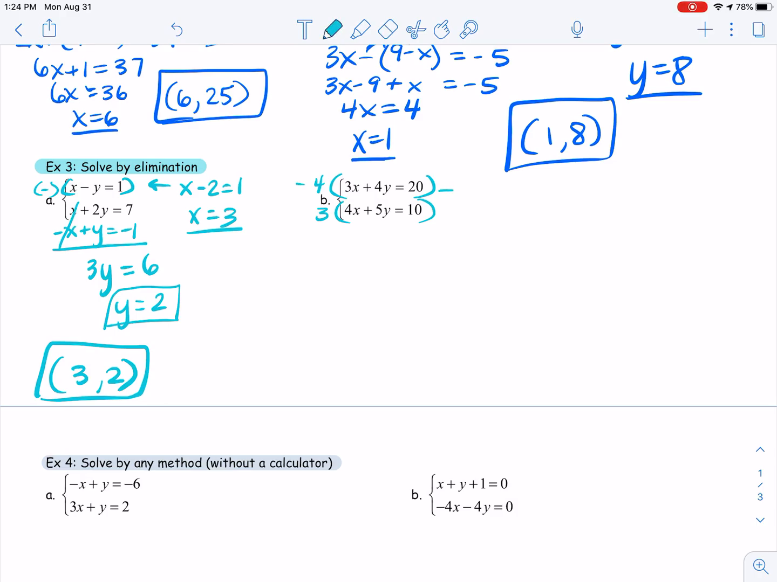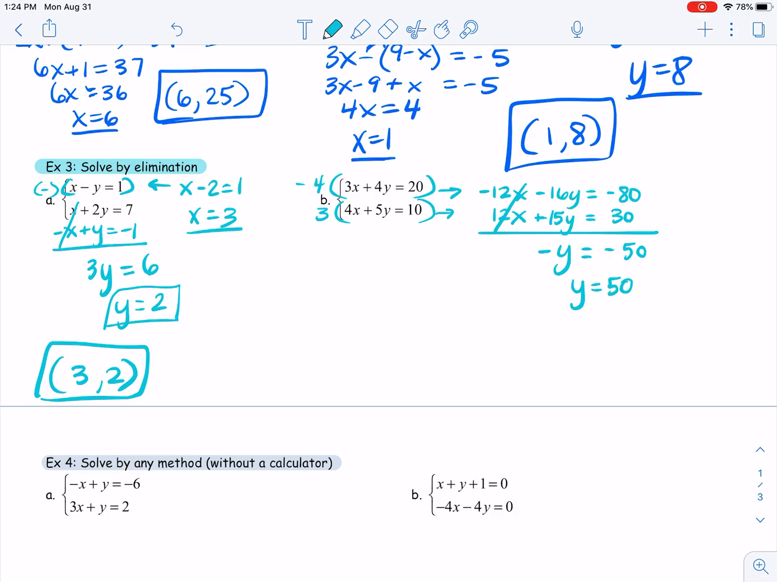So that means this is going to turn into a negative 12x minus 16y equaling a negative 80. And then the second one will be 12x plus 15y equals 30. And so when I combine those two together, the x's should cancel out because that's how I chose my numbers to multiply by. Negative 16y plus 15y is a negative y, equals negative 80 plus 30 would be a negative 50. Dividing by that negative, y is 50.